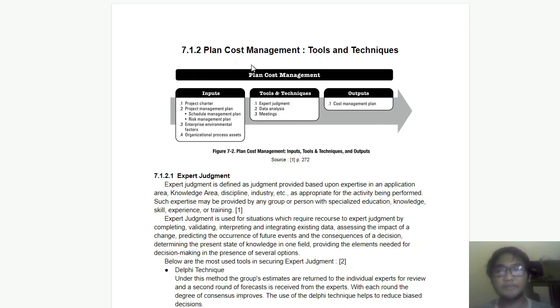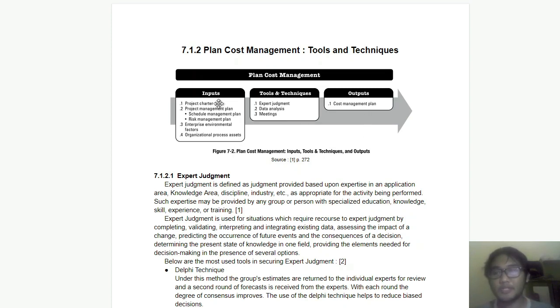Today I'm going to explain the tools and techniques that are required to convert the inputs to the outputs in plan cost management, which is a part of PMBOK 6, the Project Management Body of Knowledge, as developed by the Project Management Institute. In plan cost management, there are 4 inputs, 3 tools, and 1 output. The part that I'm going to explain is tools and techniques, which convert the inputs to the outputs.